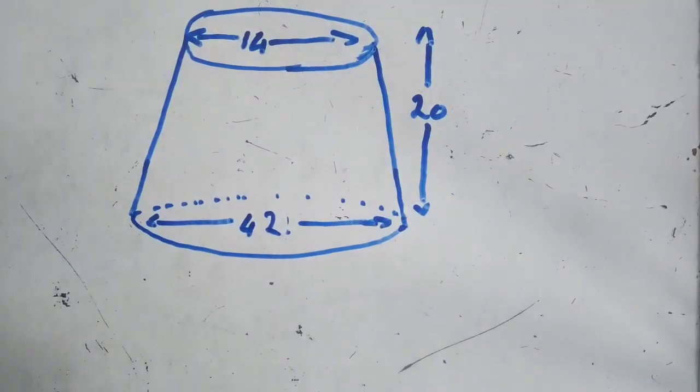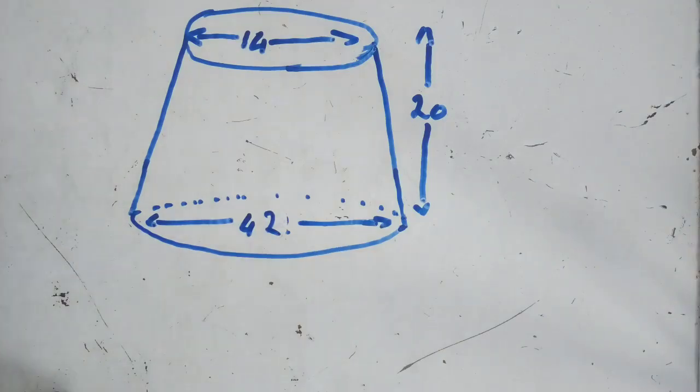Okay, so we have a question before us, and the question reads: the figure below is a frustum of a cone. The base diameter and the top diameter are 42 and 14 respectively, while the height is 20 centimeters, as you can see here.